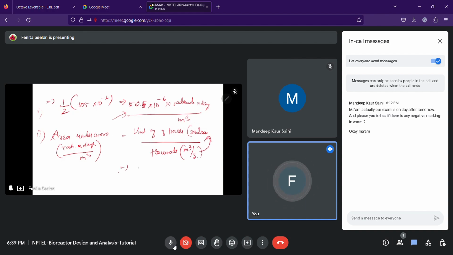So if you do that, you know the area under the curve. Let's keep it here. So this side will be 52.5 into 10 power minus 6, and unit of the tracer you need, and flow rate should be in terms of days, because then the units only will get cancelled. That is the case.